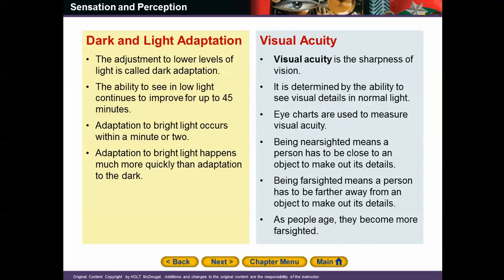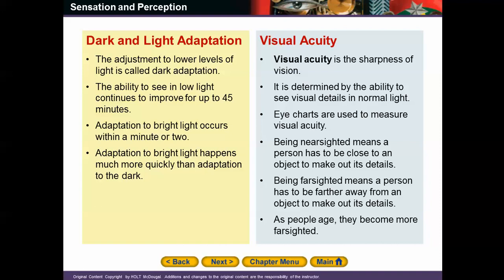Dark and light adaptation is when our eyes adapt to a darker situation when we need to be able to see. It occurs within a minute or two, and adaptation to bright light happens much more quickly than adaptation to dark. Visual acuity is the sharpness of your vision, and it's determined by the ability to see visual details in normal light. And how we measure this is just your basic eye chart.